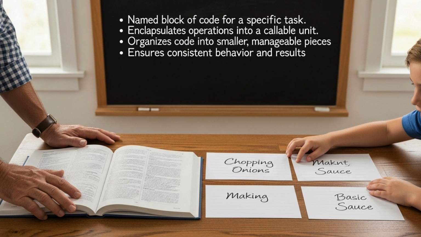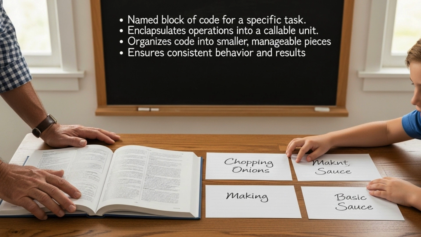It's a way to encapsulate a sequence of operations into a single, callable unit. The primary purpose is to organize your code, breaking down large, complex problems into smaller, more manageable pieces. This modularity makes your code easier to understand, test, and maintain. Just like a sub-recipe ensures consistent results for a specific component of your meal, a function ensures consistent behavior for a specific task within your program, regardless of where or when it's called.